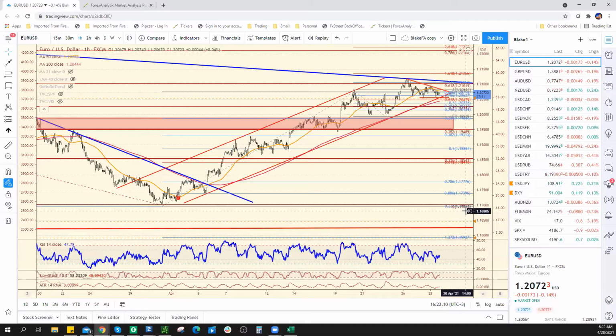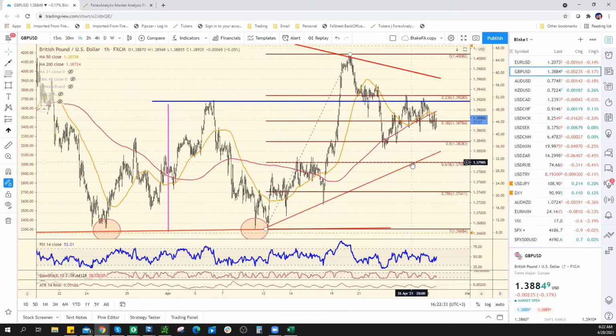Personally, I think the euro's set up in a nice consolidation, and there's not going to be a lot of surprises with the euro. When you're dealing with other currencies, like maybe the Aussie or the Kiwi, you might be dealing with more of a risk on, risk off type of move. But this is going to be a pretty clean setup.